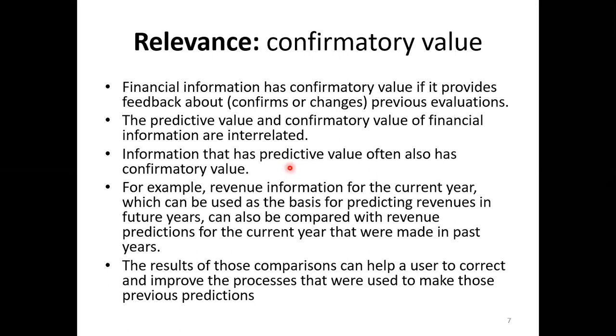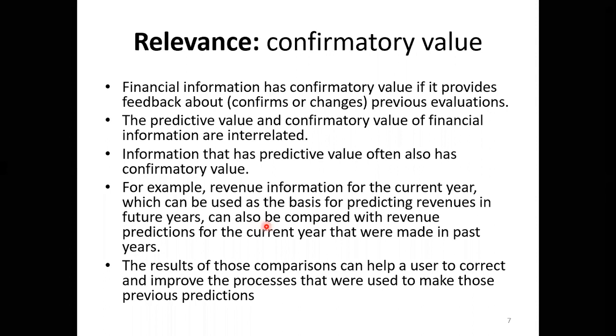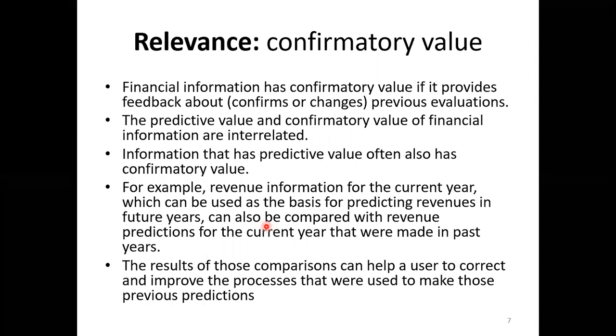For example, revenue information for the current year can be used as the basis for predicting revenue in the future year. Based on the current year's sales, we can estimate the next year's sales. It can also be compared with revenue predictions for the current year that were made in past years. So we also compare. What is our predictive power, our ability to predict? Whether predictions are closer to the actual values or not. If the predicted values are closer to the actual values, our prediction accuracy is high.